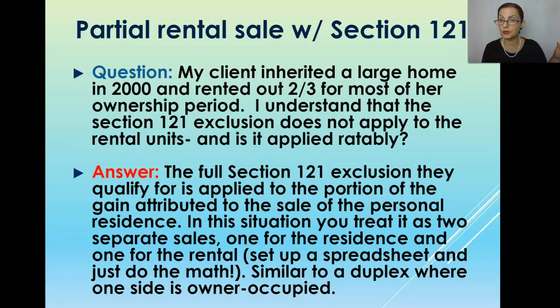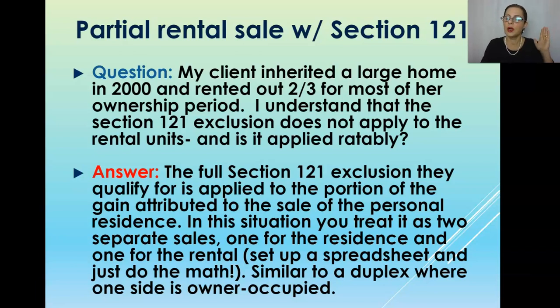She's going to get the full $250,000 exclusion, but that's going to be applied only to the portion of the gain attributed to the sale of the personal residence. She's still going to get the full $250,000, but only for the portion of the gain that's attributed to the personal residence. So you're going to be treating sales. That's how you do it.